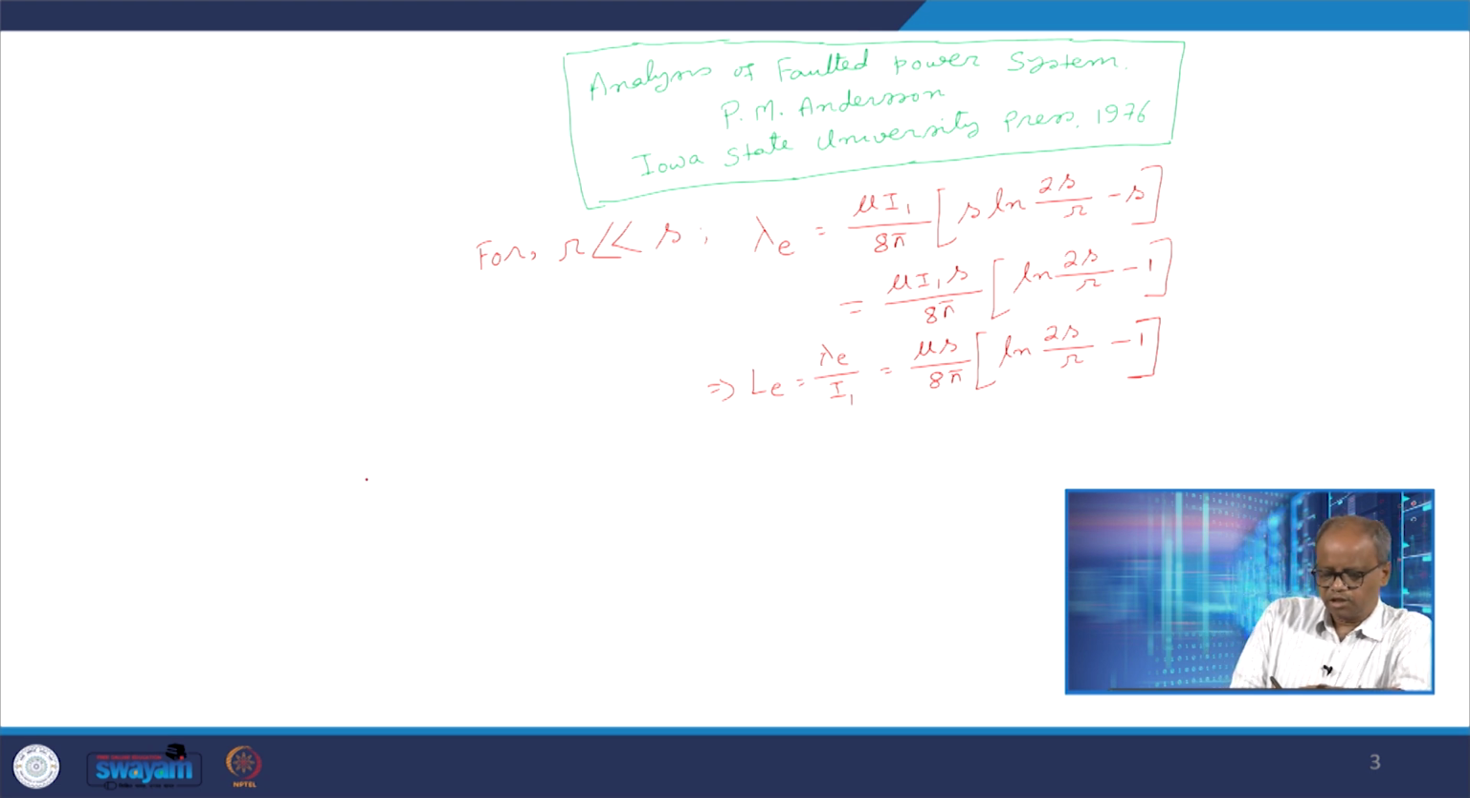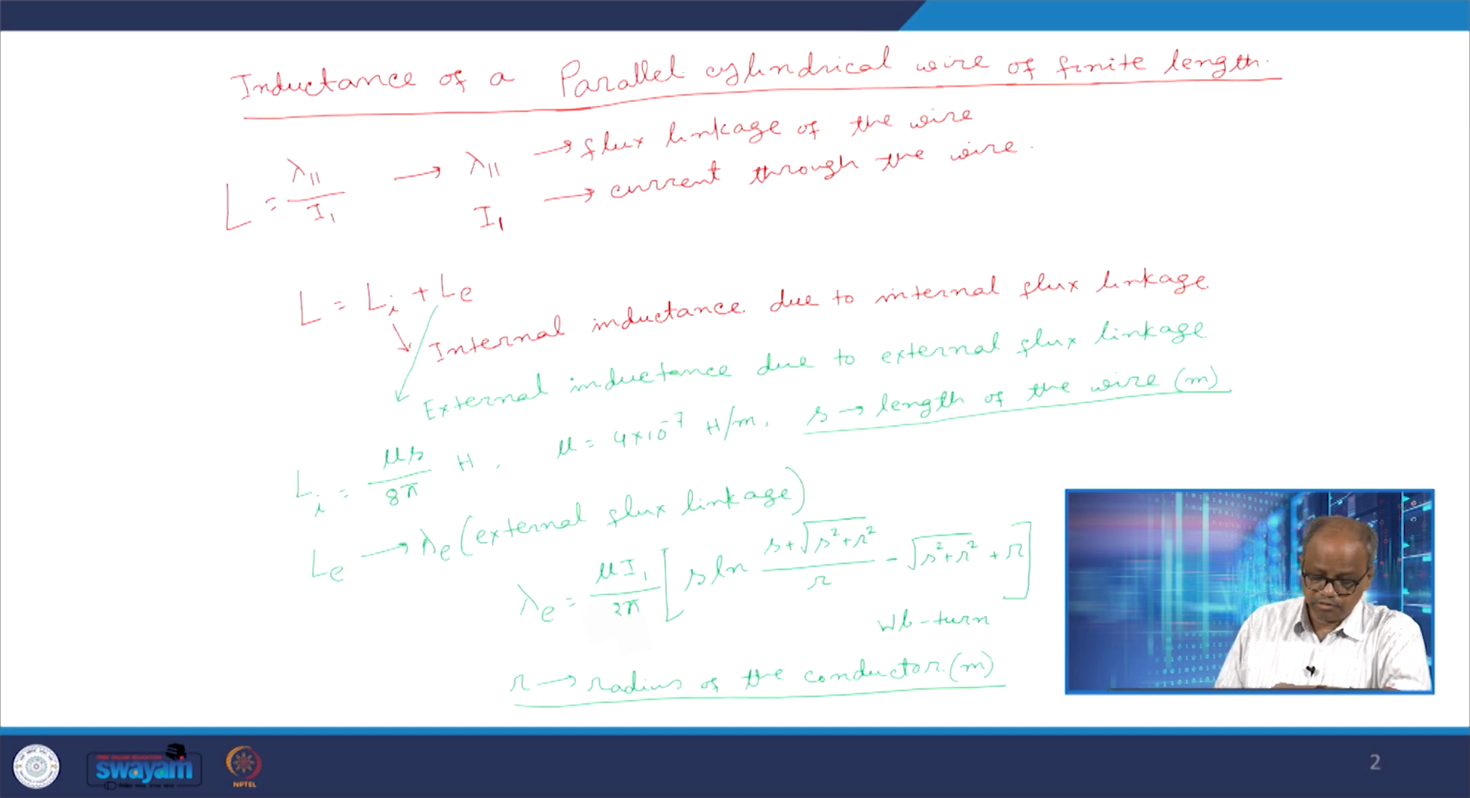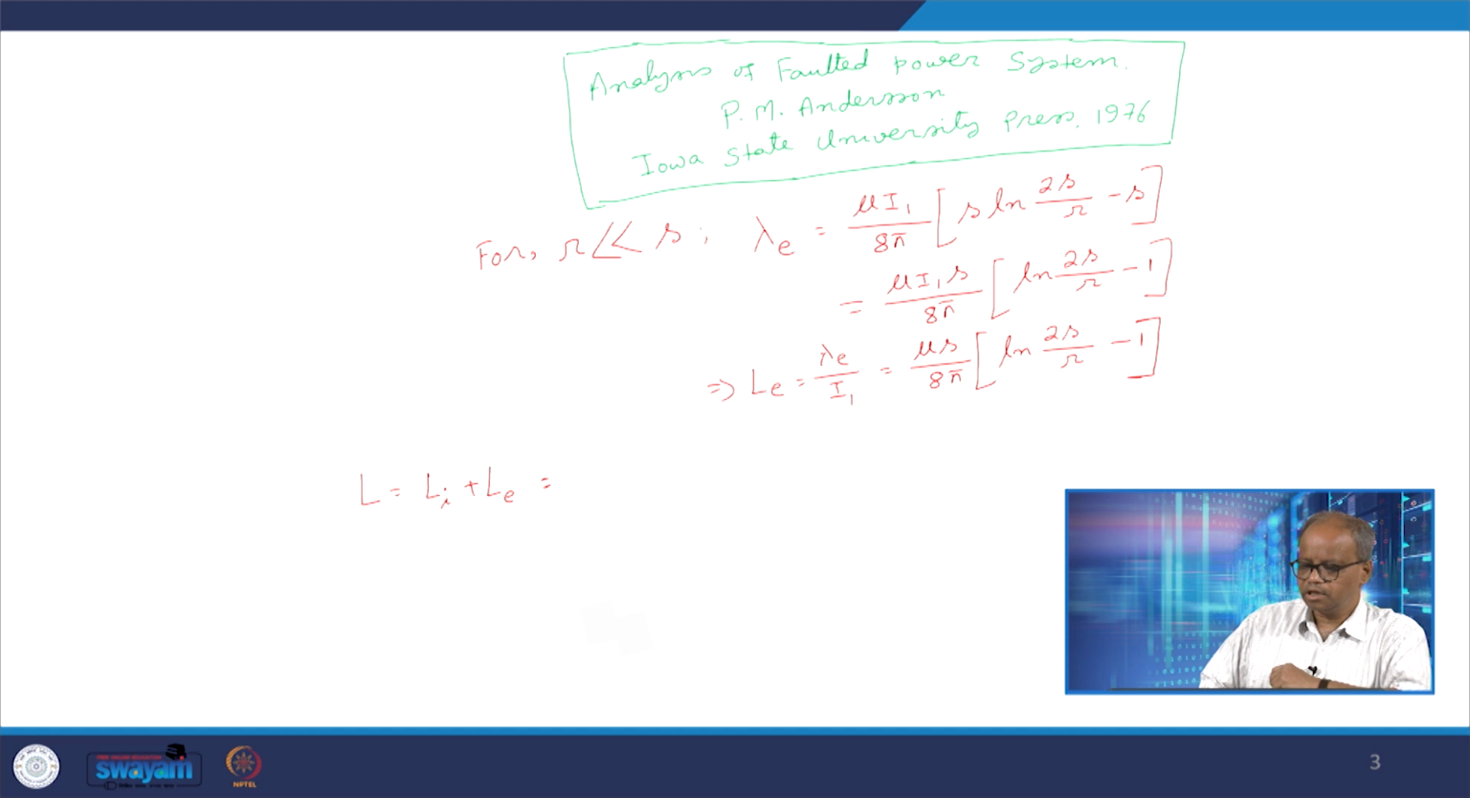So, my total inductance L would be Li plus Le. Now what is Li? Li we have already looked into, Li is given by mu S by 8 pi. So, it would be mu S by 8 pi plus Le is mu S by, sorry, this is not 8 pi, this is wrong.